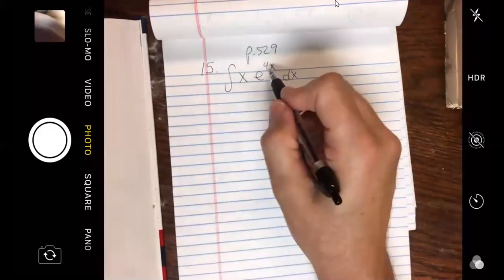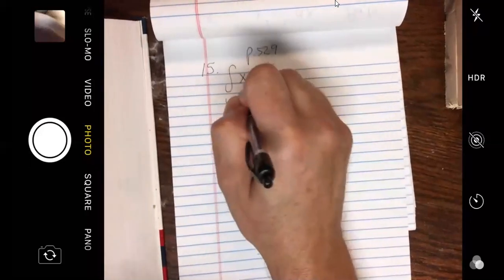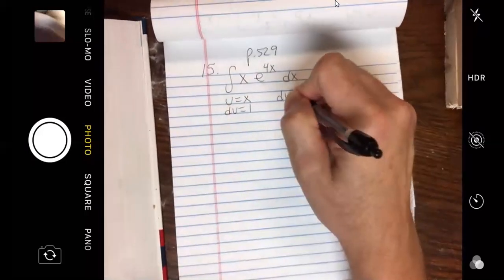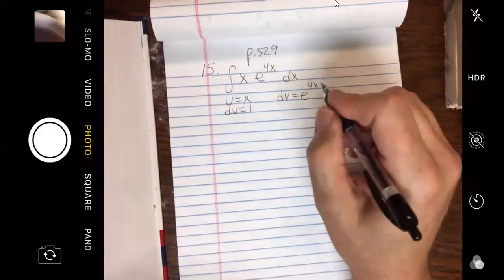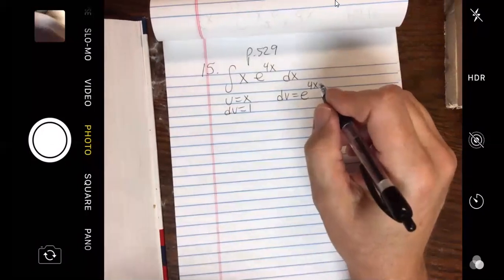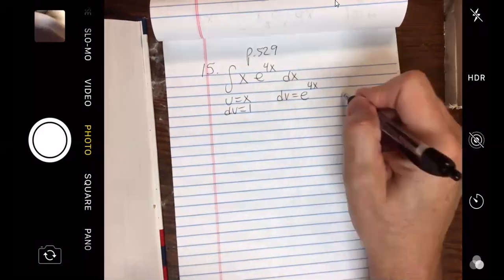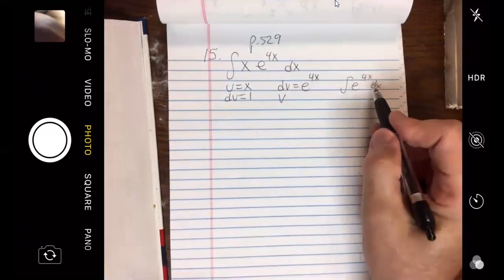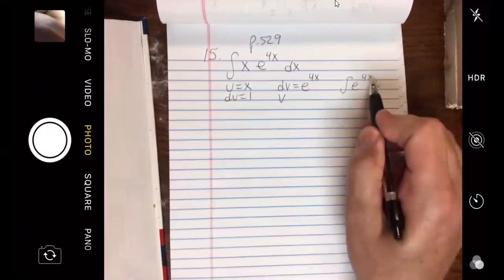All right, in all my examples, by keeping a straight x, I've ignored chain rules. But you want your u to be x, your du to be 1. Your dv would be e to the 4x. Now, if you really want to be painfully anal, to get your v, you'll write out integral e to the 4x dx, and it's actually a u du by itself.